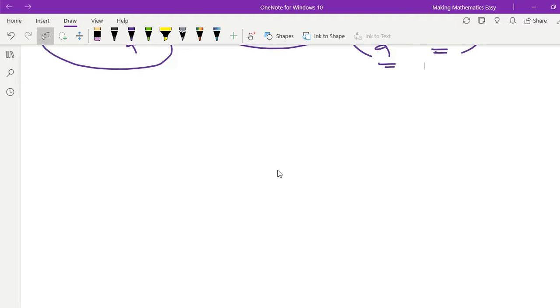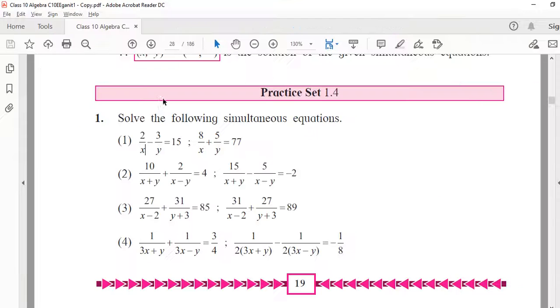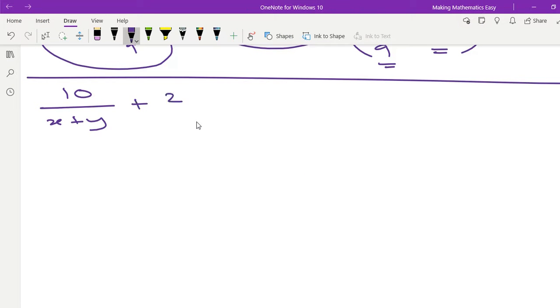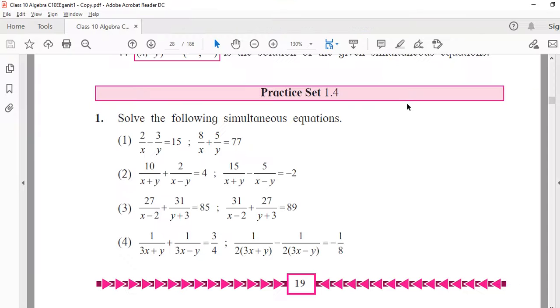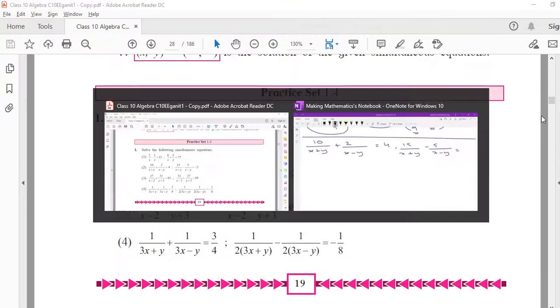So let's move on to sum number two, which is 10 upon x plus y plus 2 upon x minus y is equal to 4. So this is your first part. Okay, so let's write the second equation also, 15 upon x plus y, so we will be able to compare both the equations, minus 5 divided by x minus y is equal to minus 2.